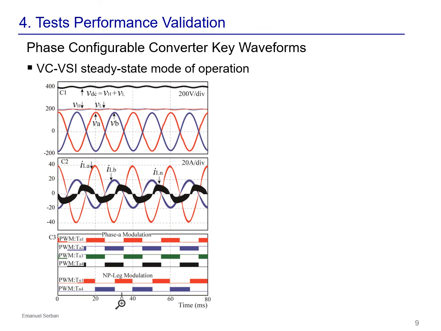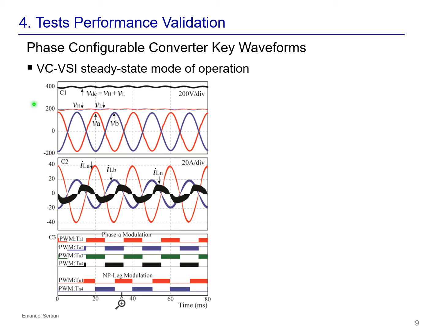The following figure shows the phase configurable converter key waveforms. The converter operates in voltage-controlled voltage source inverter, or grid forming, mode, so in this case the AC grid is not present. The converter operates under unbalanced loads where the phase A power is 3.4 kilowatt and phase B is 1.7 kilowatt, which is a normal case for a 3-wire 120/240 split phase version where the loads can be unbalanced.